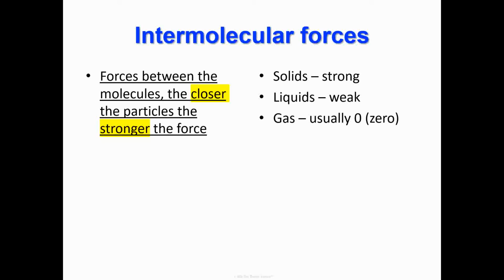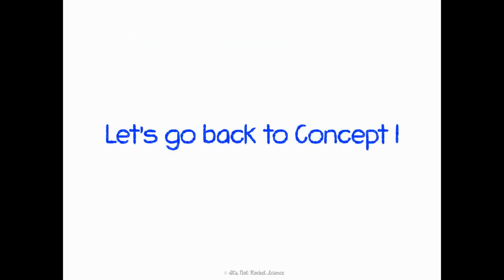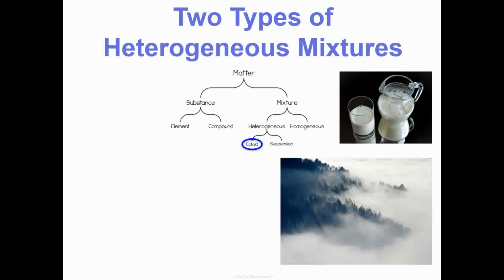Alright, are you ready to move on? Let's go back to concept 1 for a short second. So let's go back to page 3. And we left off with heterogeneous and homogeneous mixtures. Remember, homogeneous, everything is very seamless. You can't distinguish the parts of the mixture from one another. In heterogeneous, you can. And there are two specific kinds that we are going to touch on today.